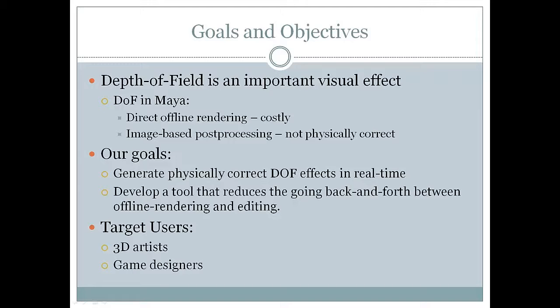Or you can use image-based post-processing, like rendering the scene into different layers and doing a composition in Photoshop. But this image-based post-processing is not physically correct. Our goal is to develop a Maya plugin that creates physically correct depth of field effects in real time. That enables the user to preview the depth of field effect in the editing window without going back and forth between offline rendering and editing. The target users will be 3D artists and game designers.